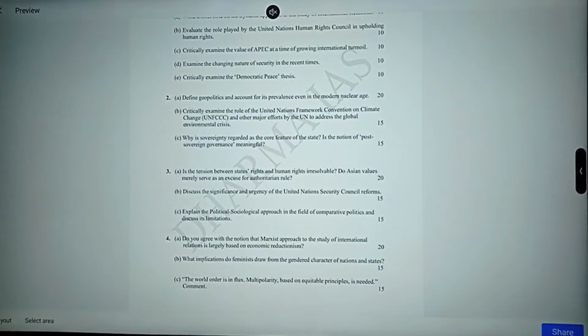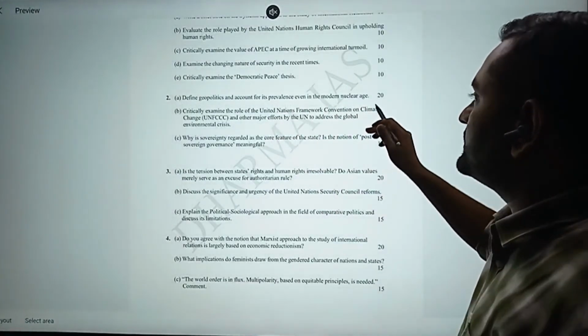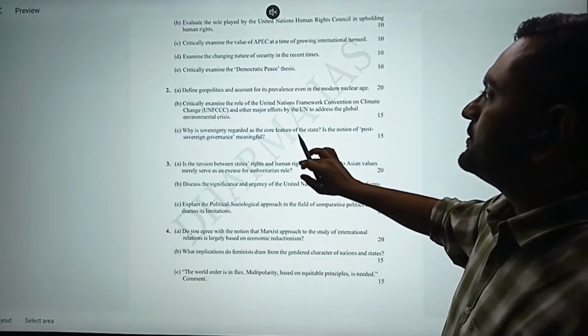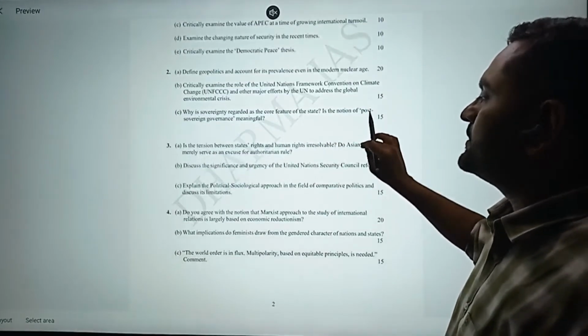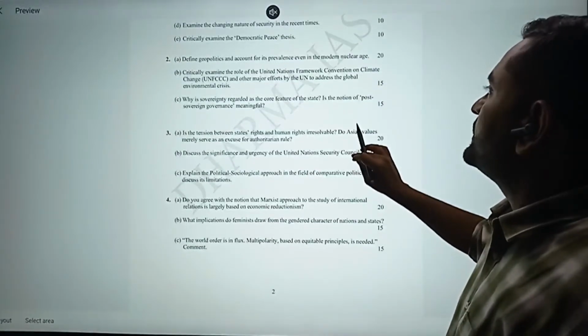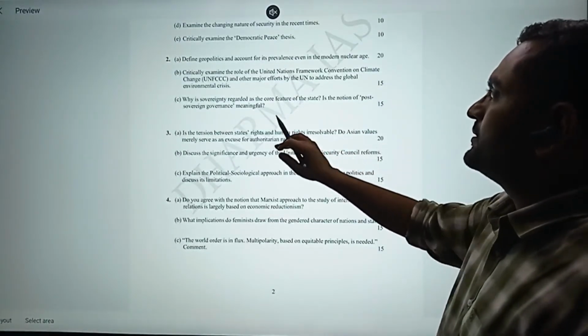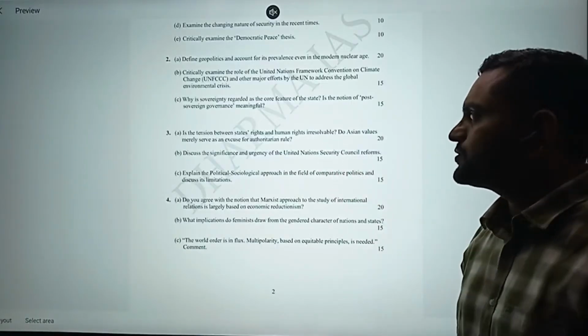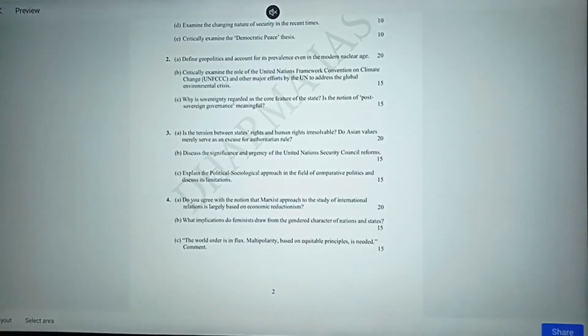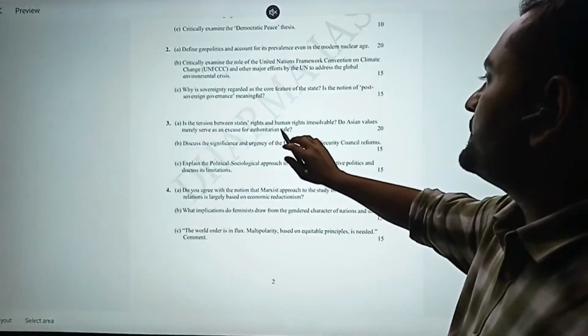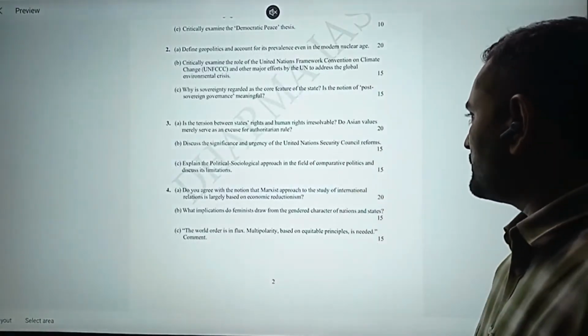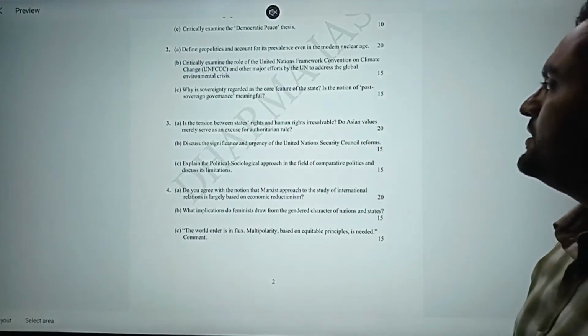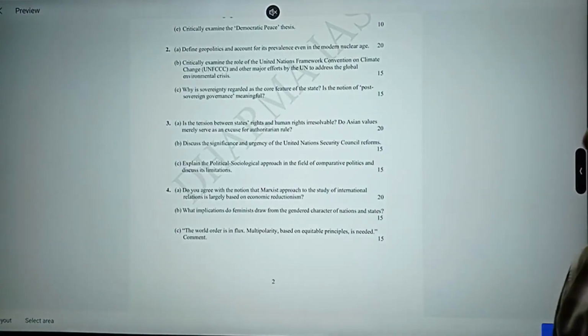2A, define geopolitics and account for its prevalence even in the modern nuclear age. 2B, UNFCCC and other United Nations efforts to address the global environmental crisis. 2C, why is sovereignty regarded as the core feature of the state? Is the notion of post-sovereign governance meaningful? Then discuss, is the tension between states' rights and human rights irresolvable? Do Asian values merely serve as an excuse for authoritarian rule?